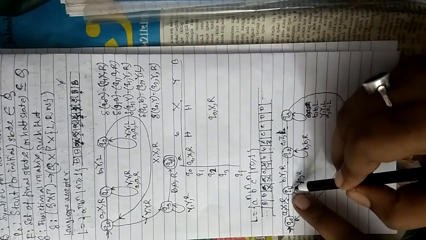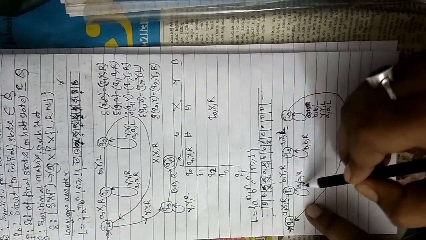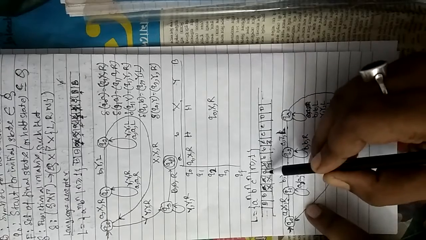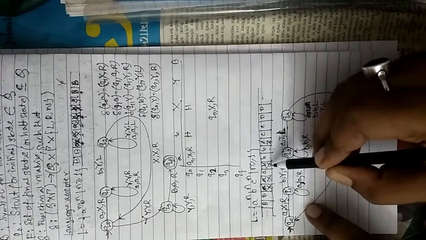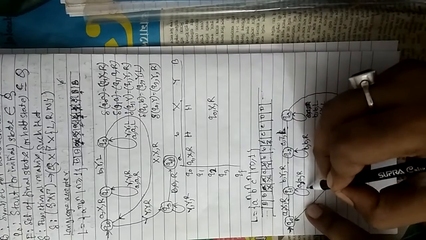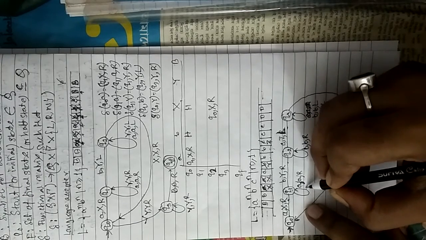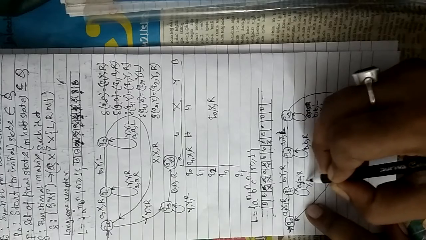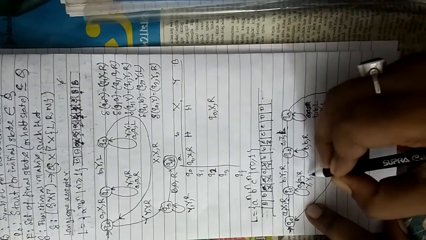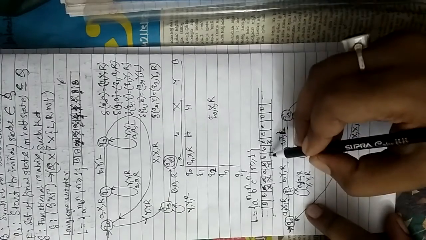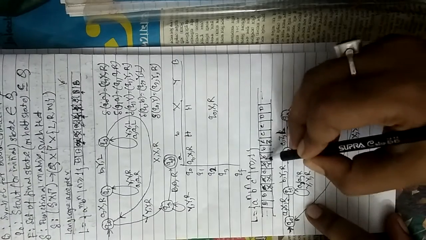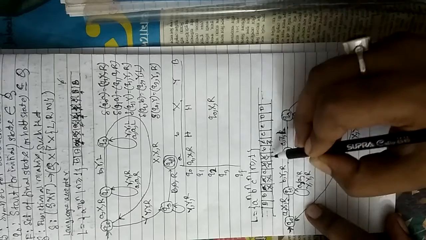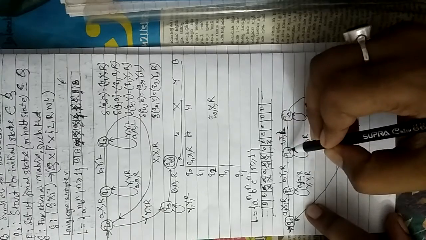Now in q1 state, I am reading this a, replace this a by a, and move towards right. Now I am at q1 state, reading the first y. So what will I do? I will read y, replace this y by y, and move towards right. Okay, now I am reading b. So I am at q1 state, reading b, replace this b by y, move towards right, and go to q2 state.